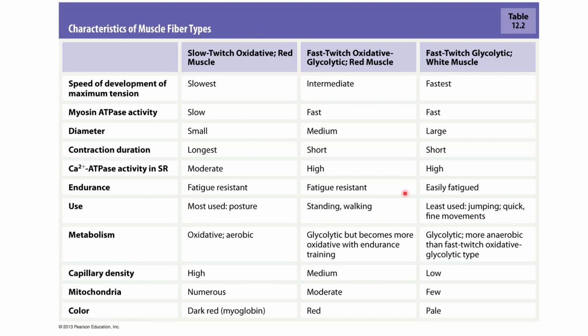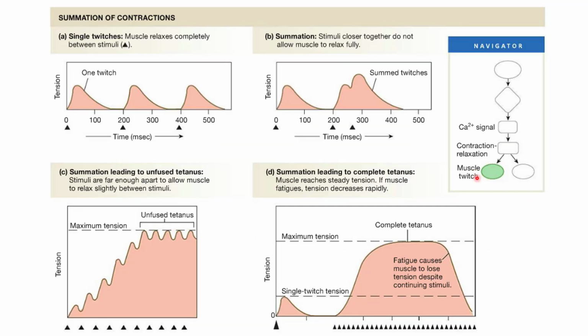And the fatigue is, you can see, this is the most resistant to fatigue, and these are the easiest to fatigue. And so each of us has, based off of genetics, different compositions of these fibers built into our muscle fibers. Each contraction, relaxation is a single twitch. But we can have summation, just like we do with graded potentials. There can be summation in muscle twitches too.